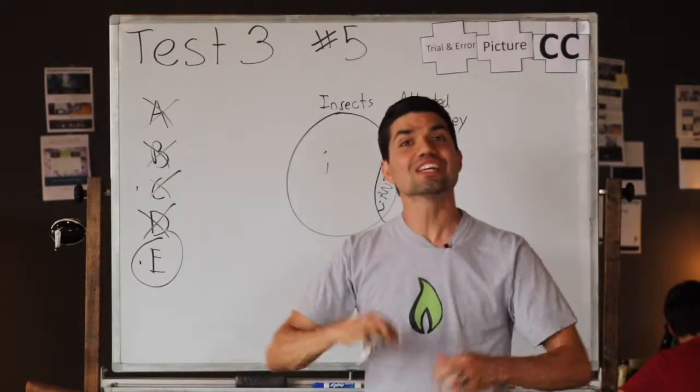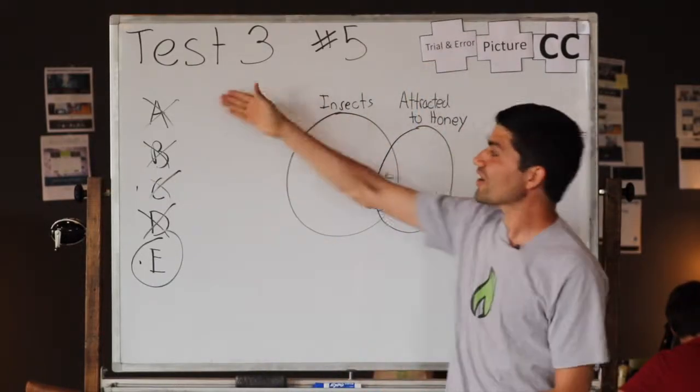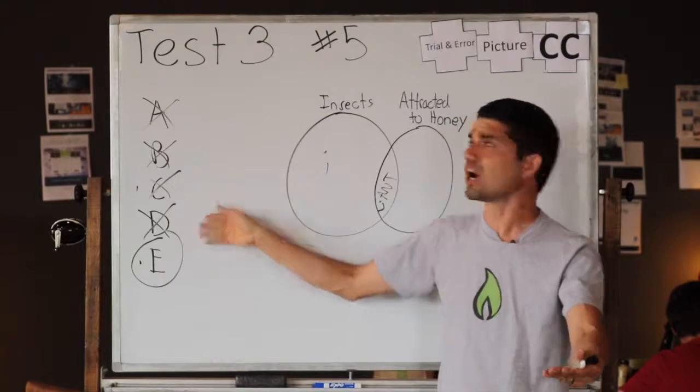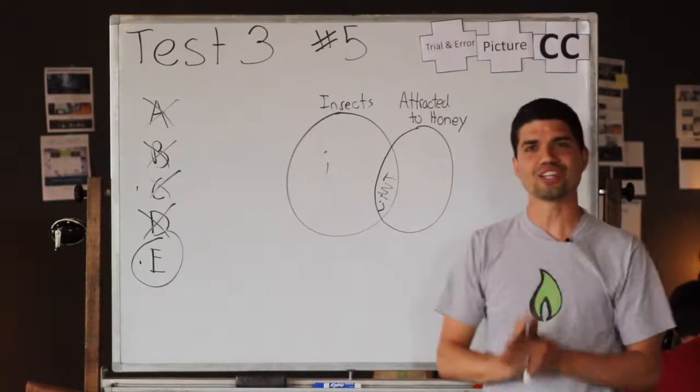So we dive into this. As you can see, trial and error. We find out 3 easy ones to knock off, and then we dive in with the picture and you find the answer. Good work.